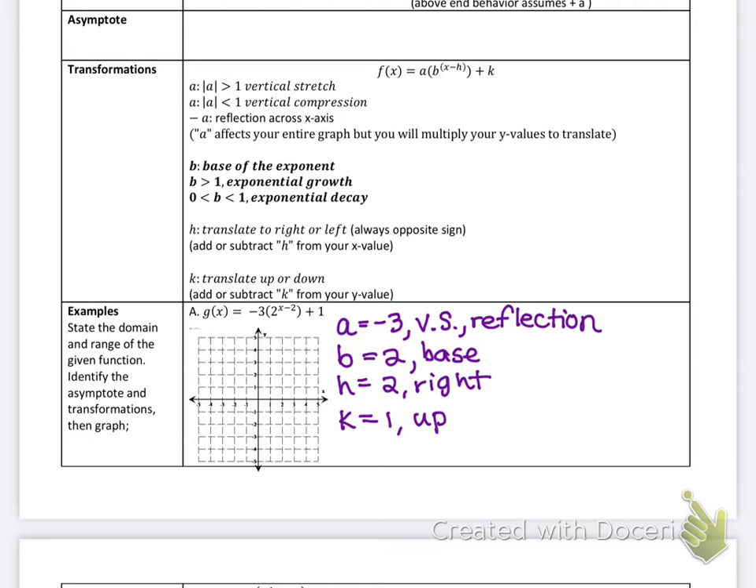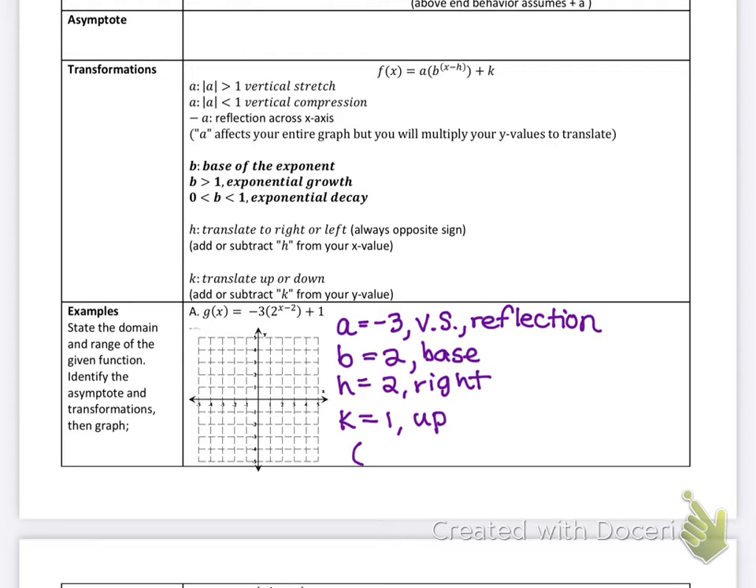The very first thing we want to do is identify our a, b, h, and k. Our a here is -3, which means it's going to be a vertical stretch and there's a reflection. Our b here is 2, which is our base, and it's going to be an exponential growth. Our h is 2, which means we go to the right, and our k is 1, which means that we go up 1.